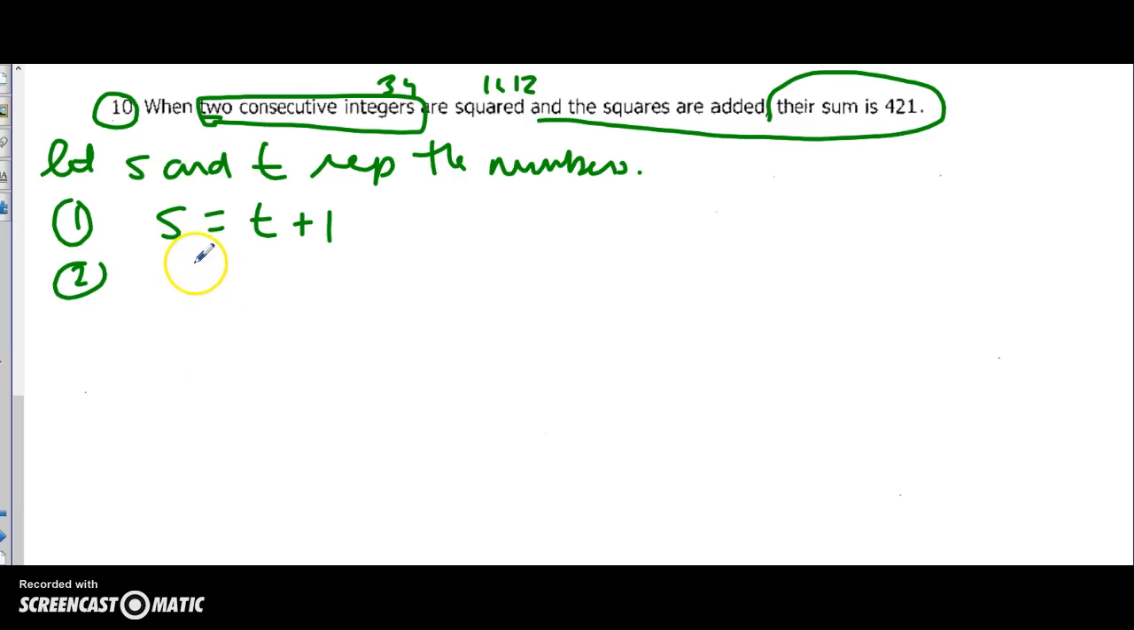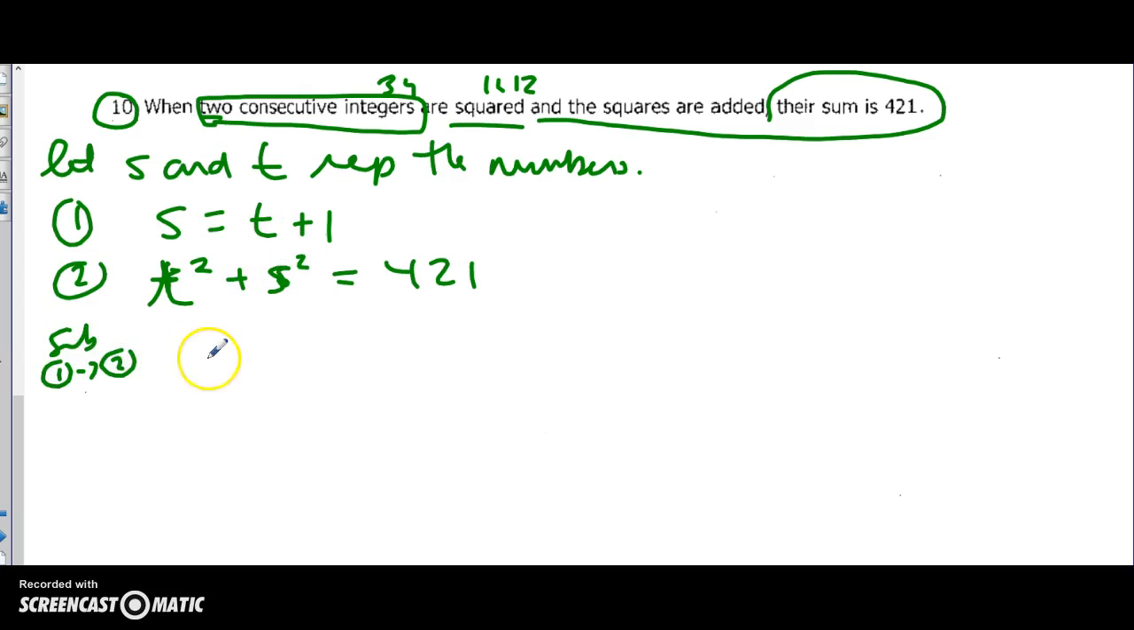The other part of the equation here is that when these numbers are squared, S and T are squared and added together, so T squared plus S squared is equal to 421. And you could write S squared plus T squared, up to you. T squared plus S squared is equal to 421. Now I have this and I have this, equation 1, equation 2. I will sub 1 into 2.